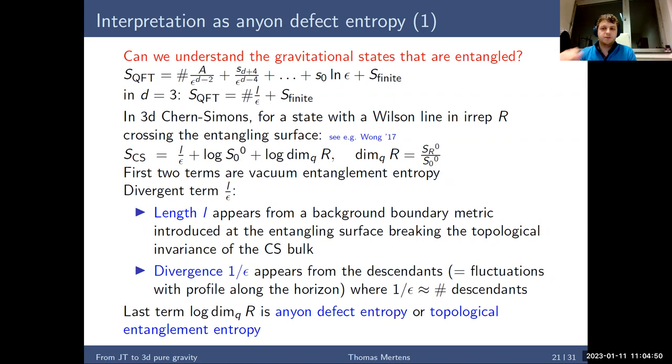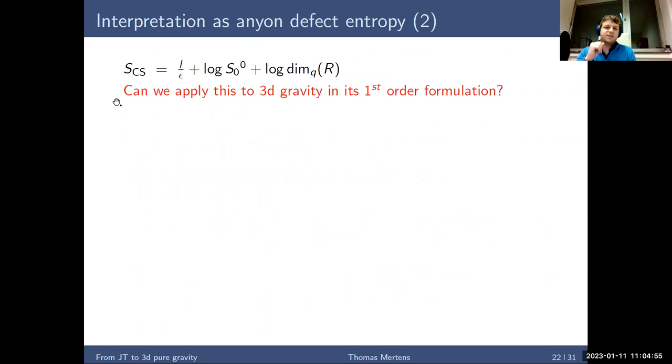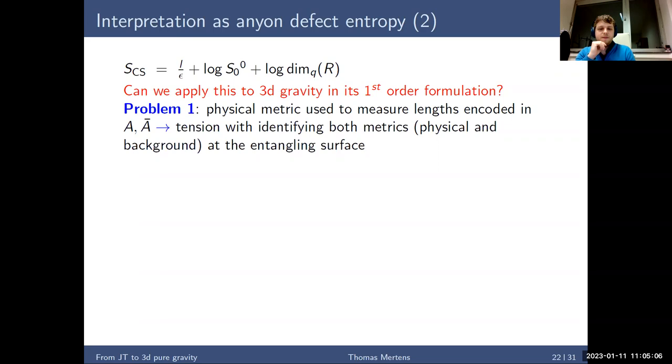So here I've written the formula again. Now the main question is, can we apply this formula to 3D gravity in its first order formulation? And does it make sense? Well, there are two issues with it. The first is that if we interpret 3D Chern-Simons, so SL(2,R) times SL(2,R) Chern-Simons, as describing 3D gravity, then there is actually a physical metric, the metric of 3D gravity, which is encoded in the gauge connections A and A bar. So we already have metric information in the gauge connection. So there is tension in having two metrics a priori: the metric that's encoded in the gauge connections and this background metric we needed to introduce ad hoc at the entangling surface in 3D Chern-Simons. There's tension with identifying these two metrics.